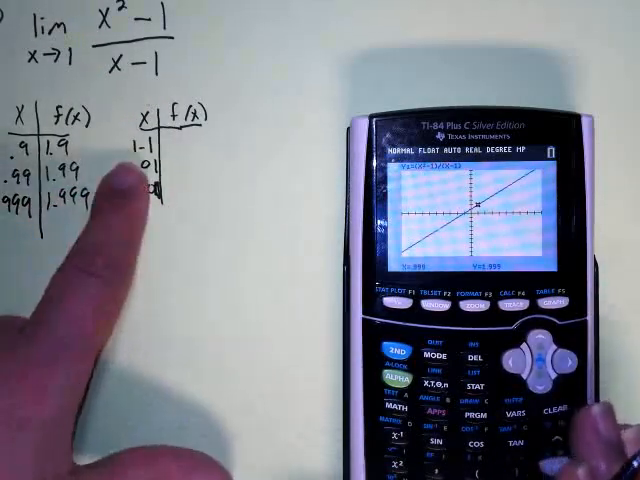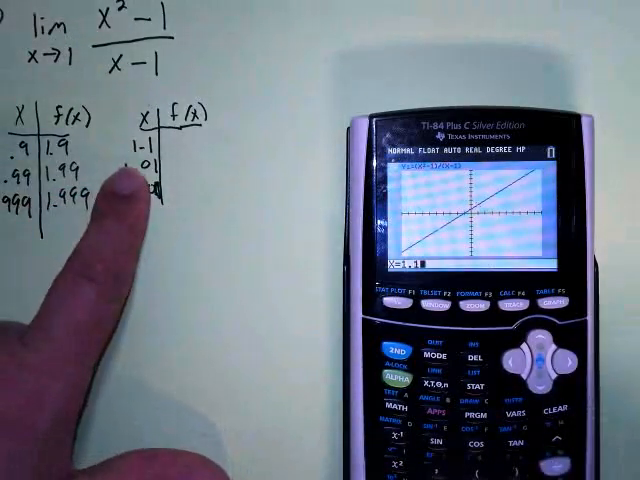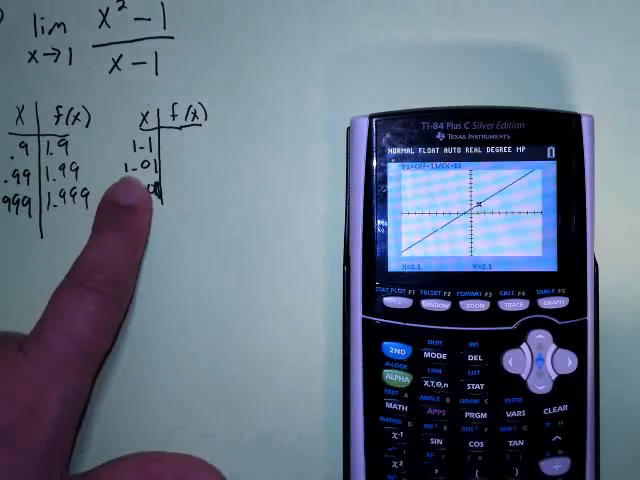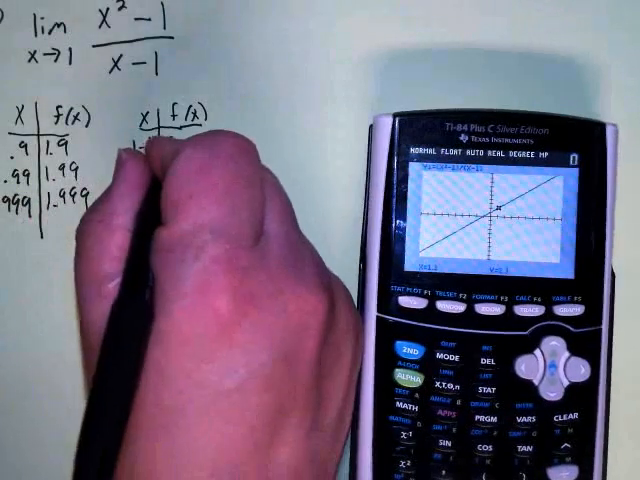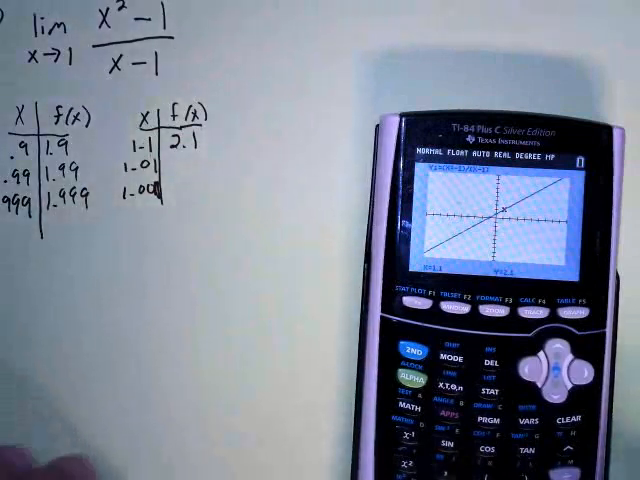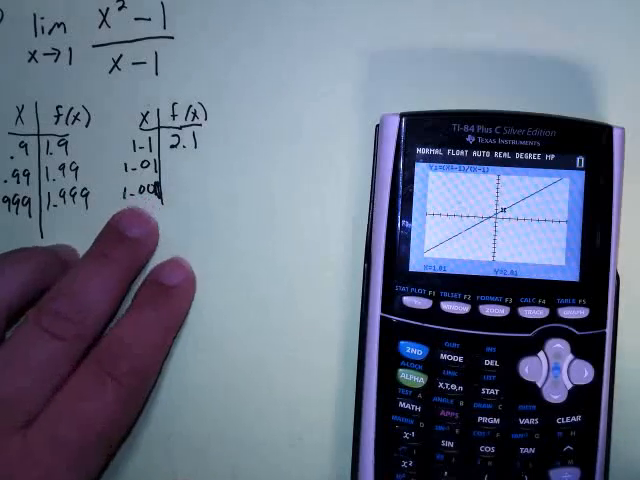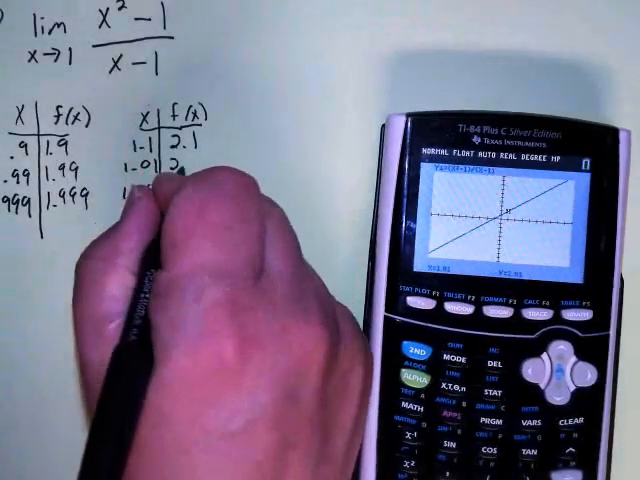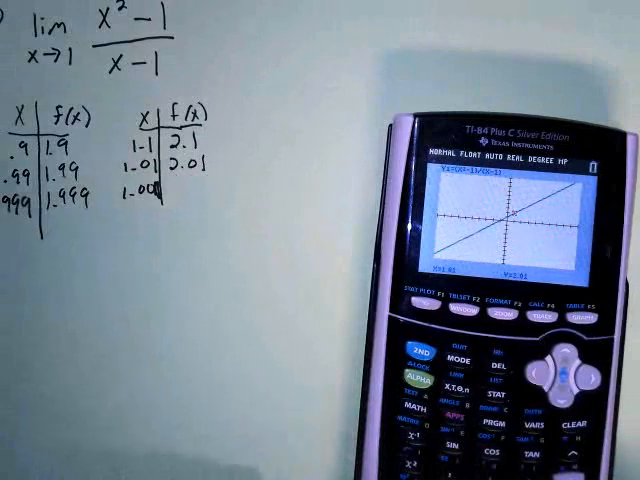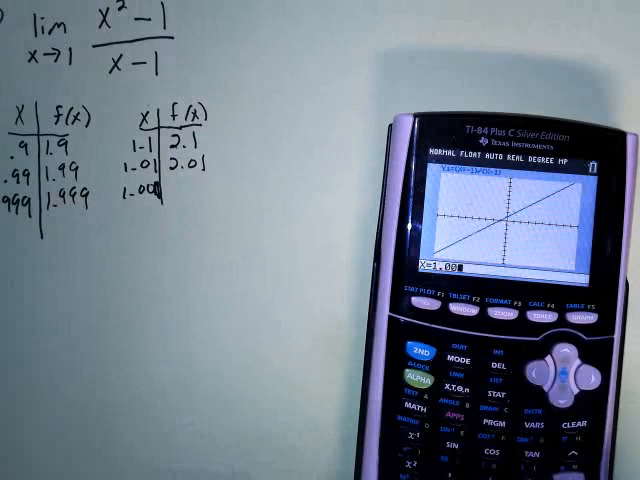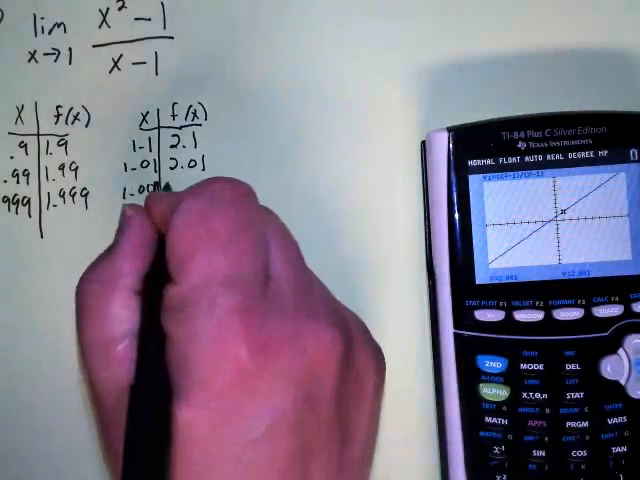Then let's do it on the other side. If I put 1.1, I get 2.1. If I do it at 1.01, I get 2.01. And then if I do it at 1.001, I get 2.001.